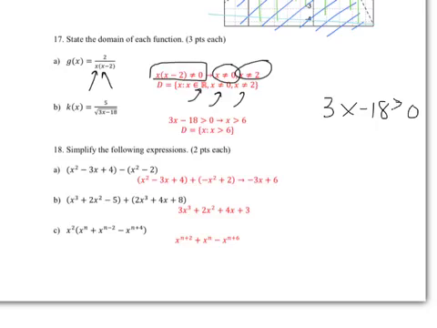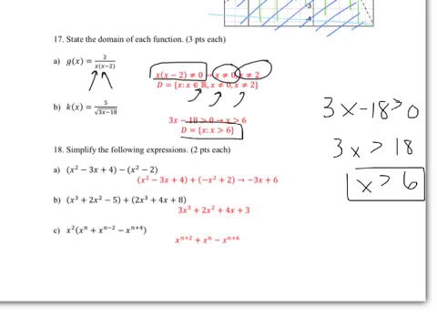So we just set that greater than 0 and solve for x. Move 18 over by adding it. 3x is greater than 18, and then we simply divide by 3, giving us x is greater than 6. So the domain is the numbers x greater than 6.